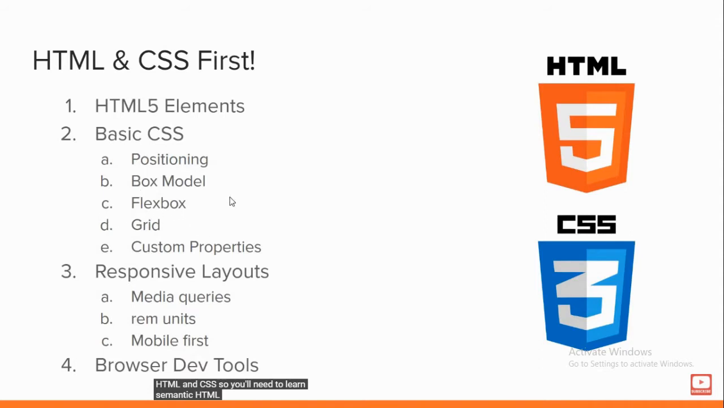And then we have a flexbox. Flexbox is like an abstraction so that we can quickly position the elements. Okay, and we have grids and we have custom properties. And later, when we have learned HTML and CSS, we have to learn some responsive layouts.